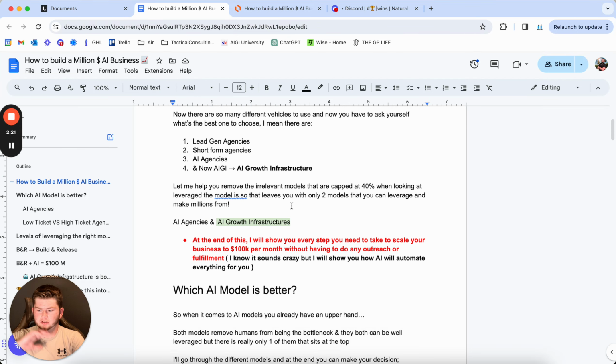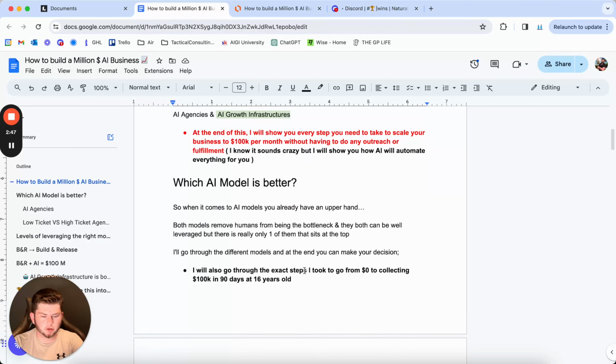So I'm going to literally remove all these irrelevant models that aren't making people $9,500 in 5 days of launching. And we're going to look at the one model that matters, which is AI agencies and why you should transition into an AI growth infrastructure agency if you're already an AI agency. At the end of this, I'm going to show you the exact steps you need to take to scale your business to 100K a month without having to do any outreach or fulfillment. I know it sounds crazy, but that's exactly what we're going to help you do.